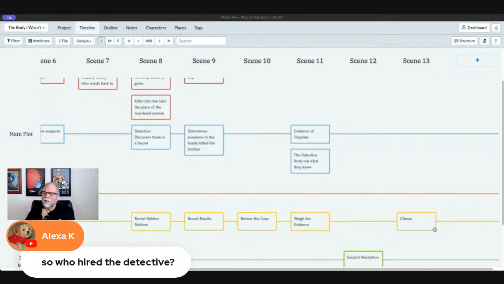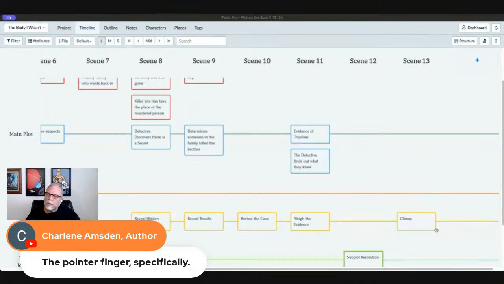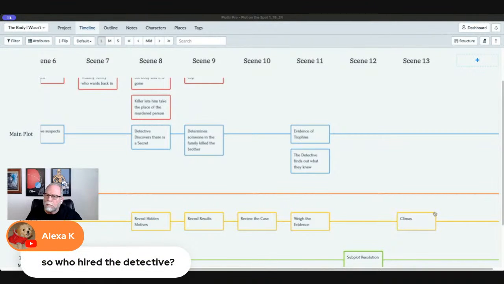Like somebody said, you sick puppies. Yes, that is true. All right. Trophy could be a family crest, tie tack, but then it'd have to be all family members. So, yeah, because that's not the same thing he would take from the other ones. Okay. Who hired the detective?